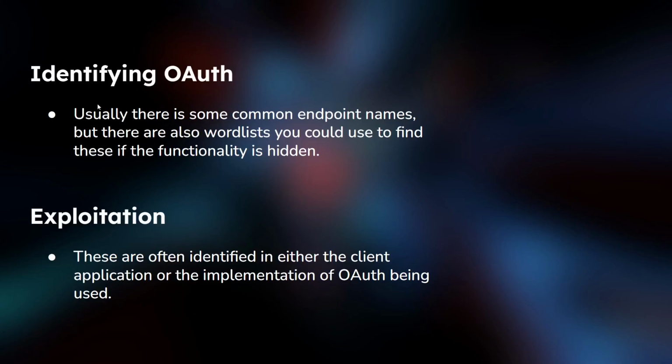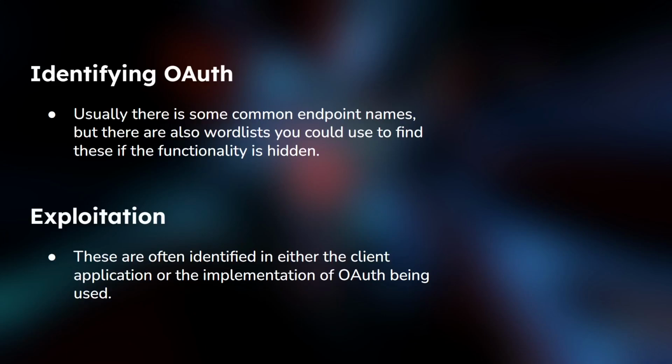If you're identifying these, typically, if you just look at your HTTP traffic while you're using an OAuth enabled endpoint, you'll see some pretty recognizable OAuth endpoint names. But there's also word lists you could use if the functionality isn't readily available to you, which I think we'll cover in our lab, at least, we'll talk about it.